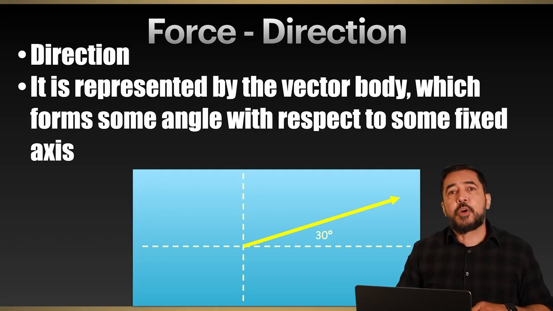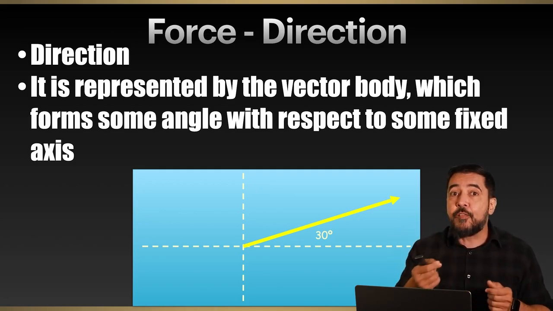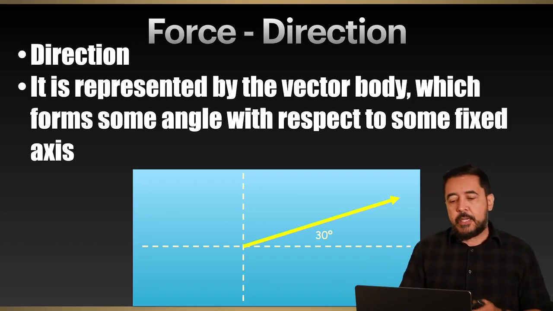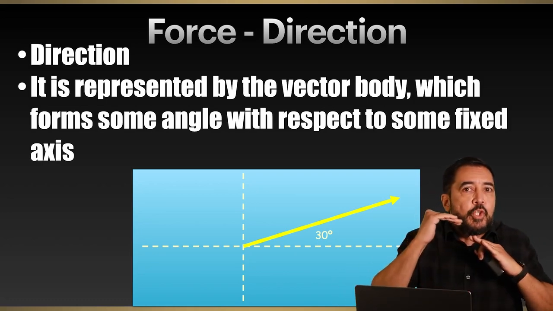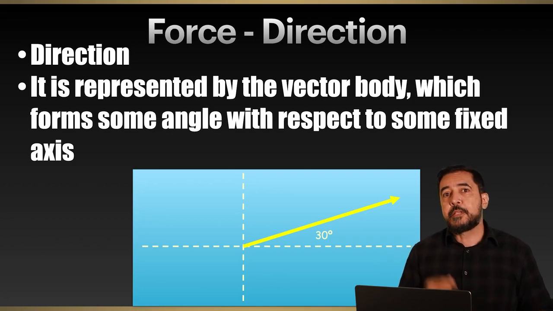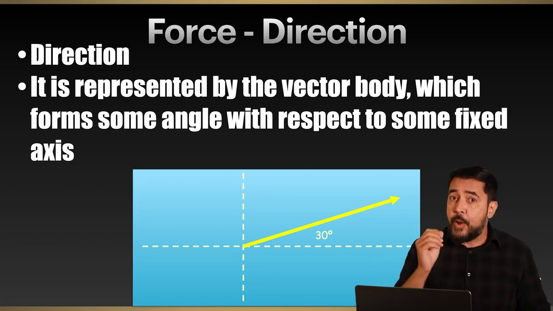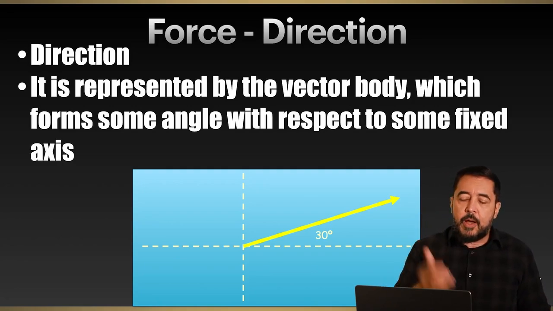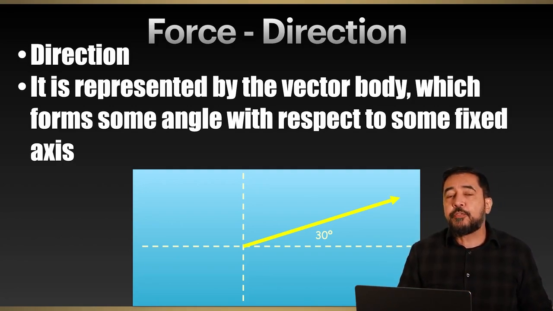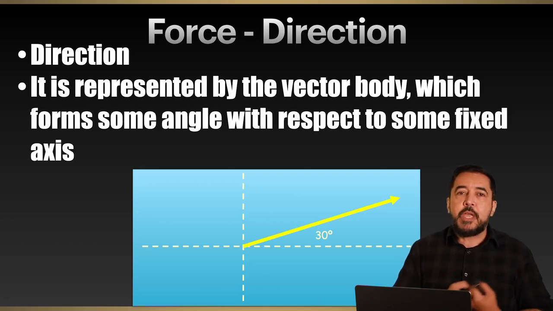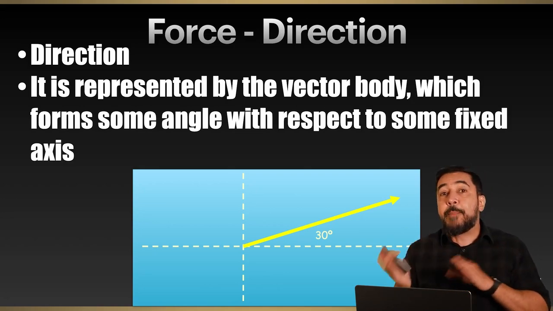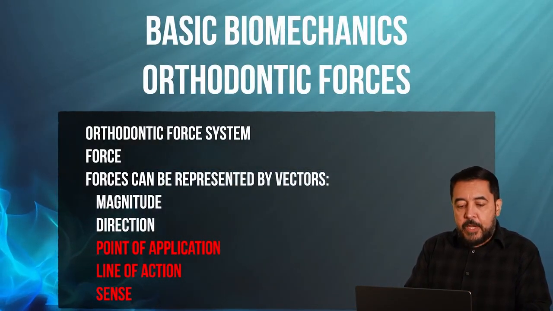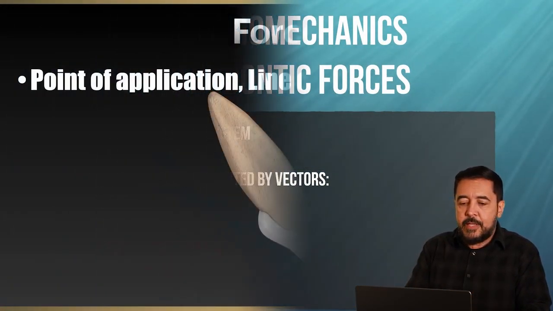The direction of the force, the angulation of that line of action in relation to some kind of reference, in this case the occlusal plane. We use the occlusal plane because it's a good horizontal reference and it's close to the point of application that I'm using. This angulation may have good or bad side effects in our mechanics, okay? Point of application, line of action and sense, we can see in our vectors.